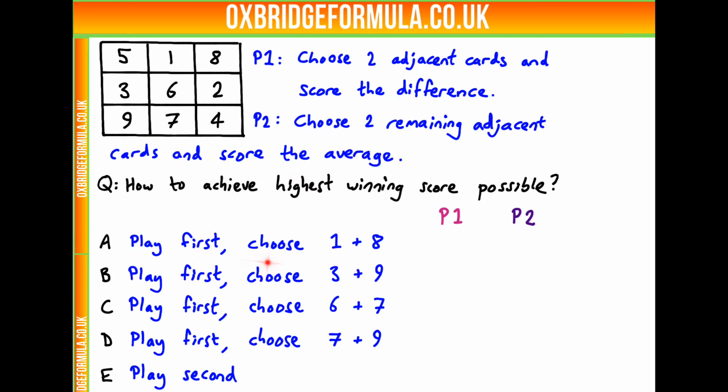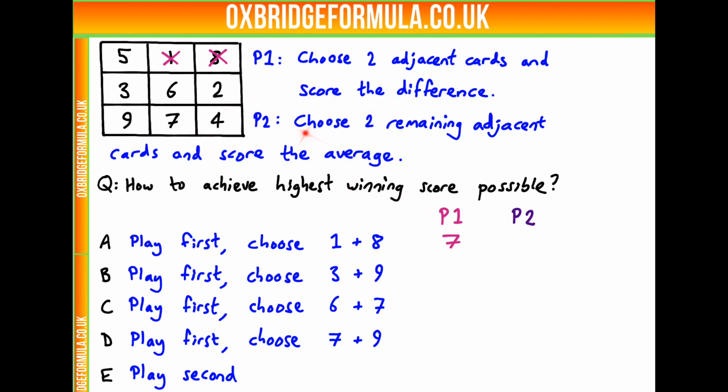So firstly, our score from choosing 1 and 8 as player 1, what would that be? If we're scoring the difference, it's 7. And then what can player 2 do? So it's the 2 remaining adjacent cards, so let's get rid of 1 and 8 on the grid. Can we find a way for player 2 to win this hand?